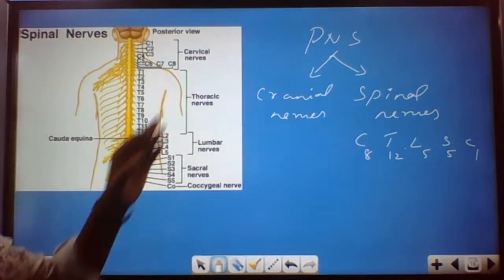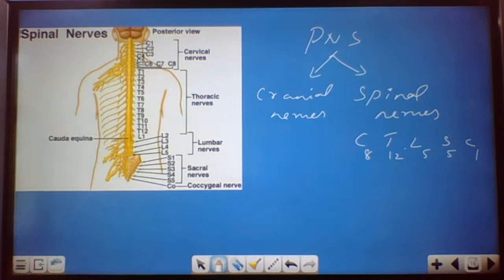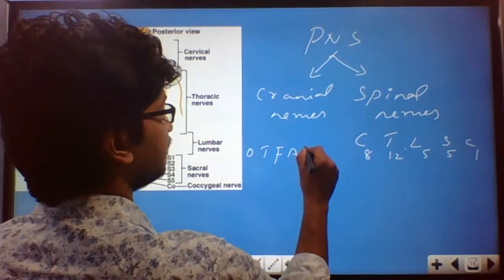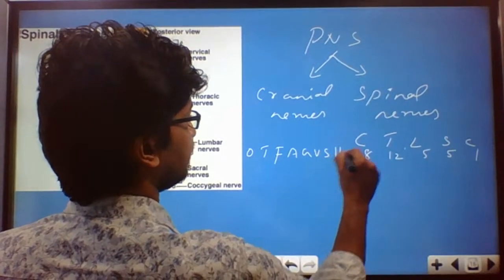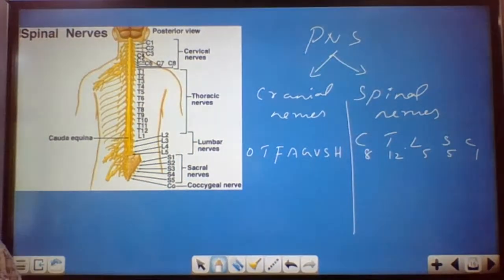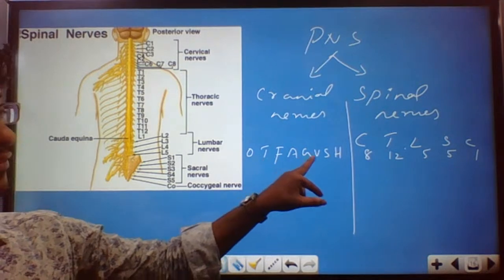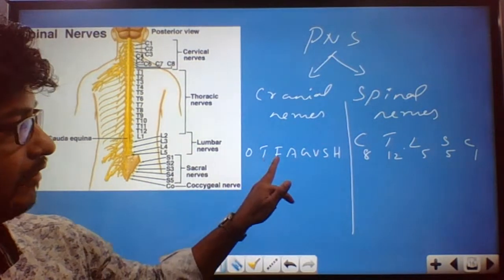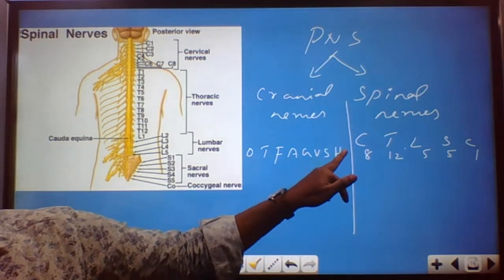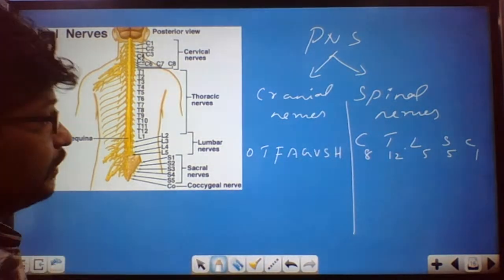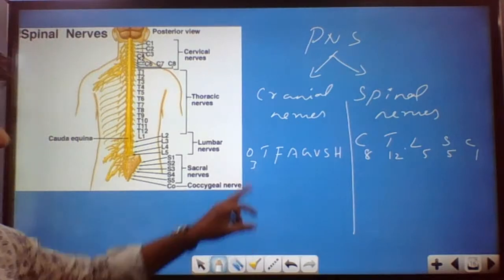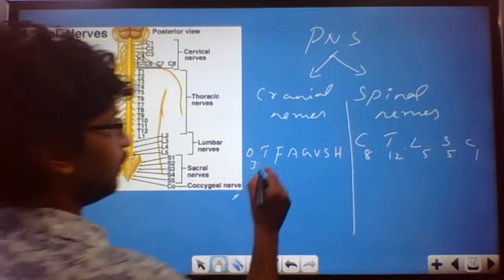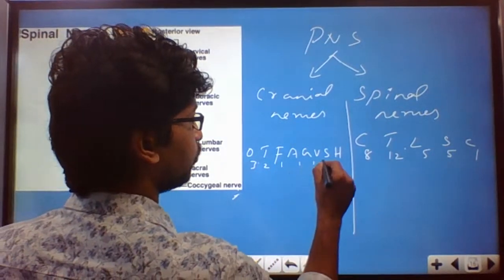Okay. Coming to the cranial nerves, the mnemonic is: O, T, F, A, G, B, S, H. Somehow you should remember the sequence. O is 3, and T is actually 2 in number, and all the other things are 1 each.